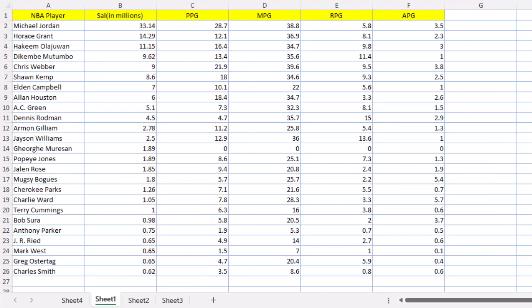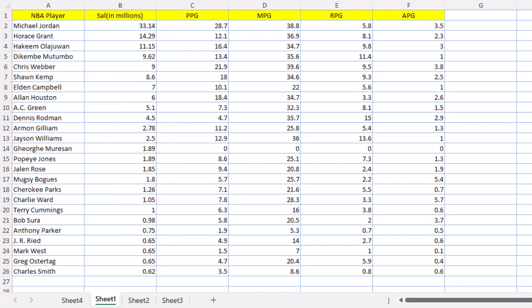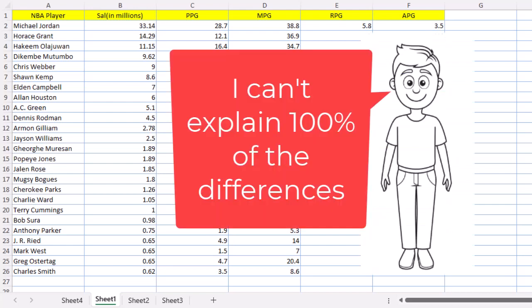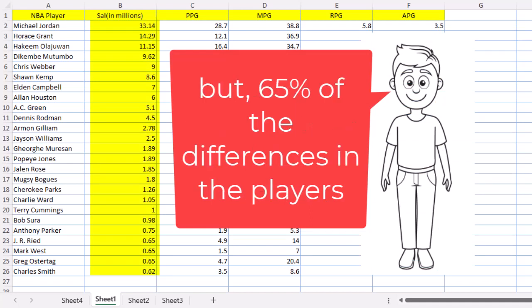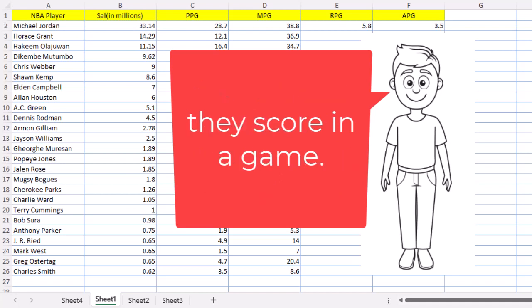So, I might look at this spreadsheet and say, my goodness, there's a lot of differences in what these players get paid. I wonder what accounts for that. By taking the correlation of 0.81 and squaring it, we would be able to answer that question by saying, I can't explain 100% of the differences in their salaries, but 65% of the differences in the players' salaries can be explained by how many points they score in a game.